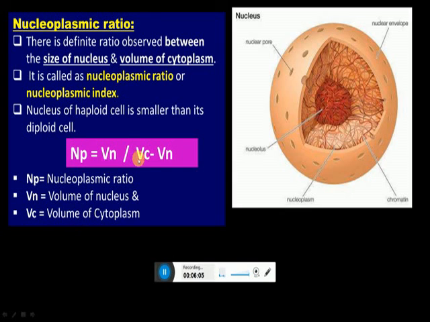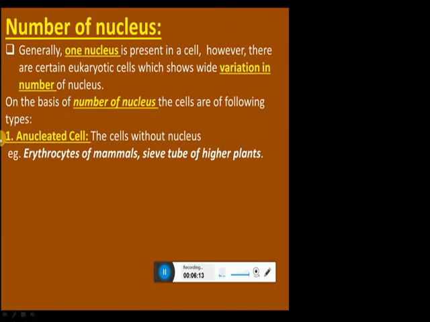Volume of nucleus divided by the difference between volume of cytoplasm and nucleus. It is the nucleoplasmic ratio. Then we are moving to the number of nuclei in a cell. Generally, one nucleus is present in a cell.